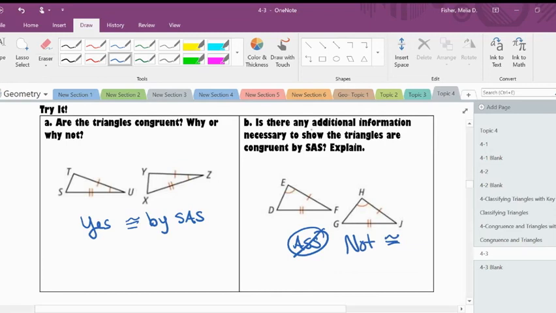And it asks, is there any additional information necessary to show that the triangles are congruent? And we would need to know if DE is congruent to GH.